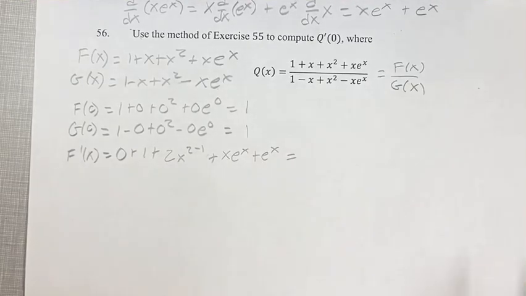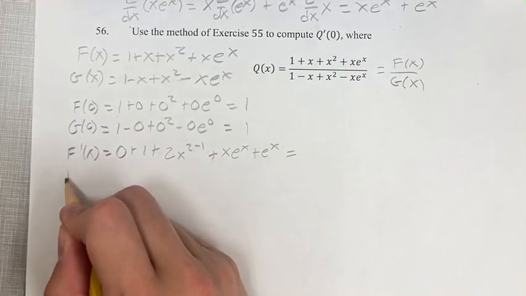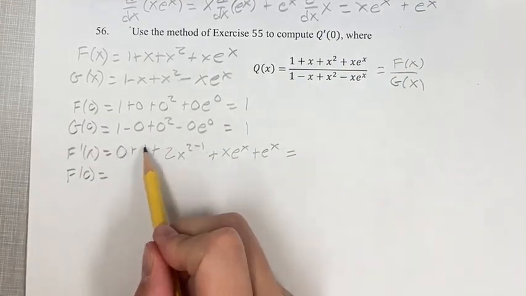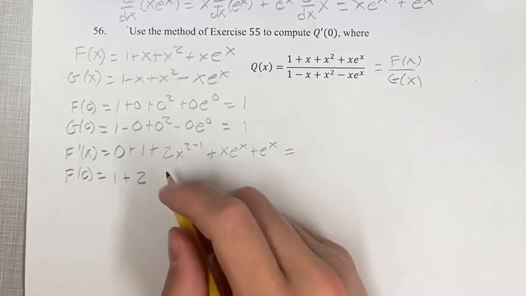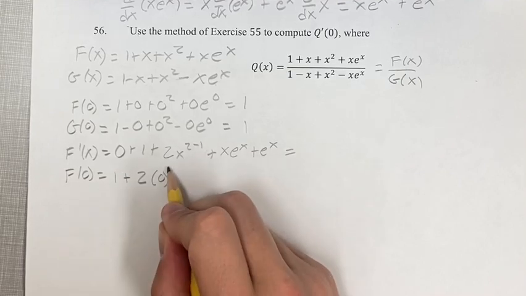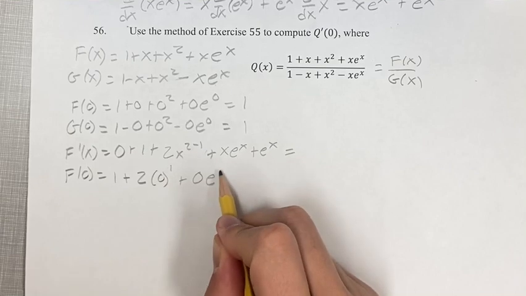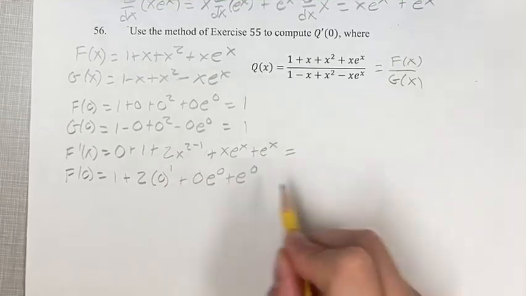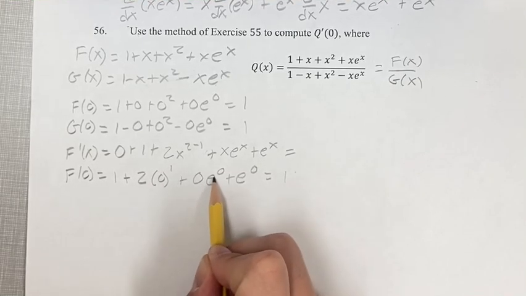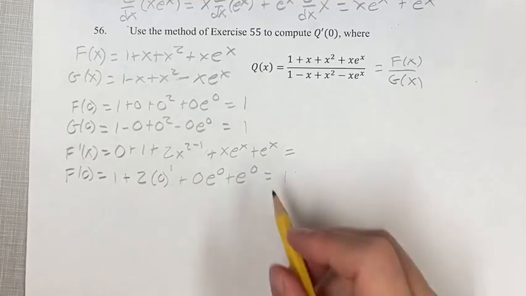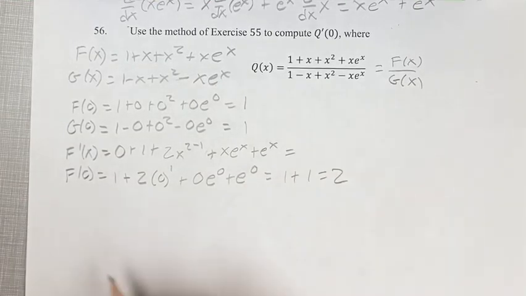So for f prime of 0, we have 0 plus 1 is 1 plus 2. Plugging in 0 for x, we have 0 to the 2 minus 1, which is just 1, so 0 to the first power, plus 0 times e to the 0 plus e to the 0. So we have 1 plus 0 times something, so plus 0 again, so these both don't matter, plus e to the 0 is 1. 1 plus 1 is 2.